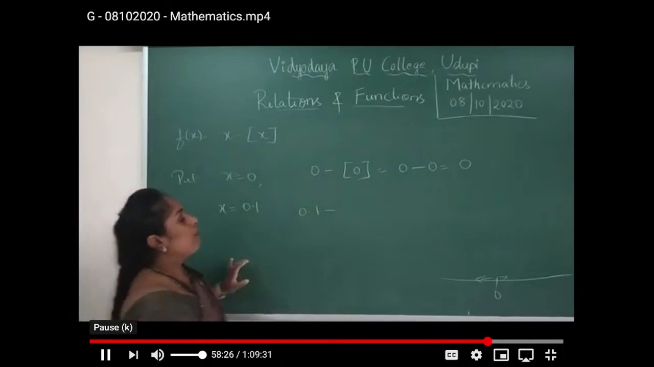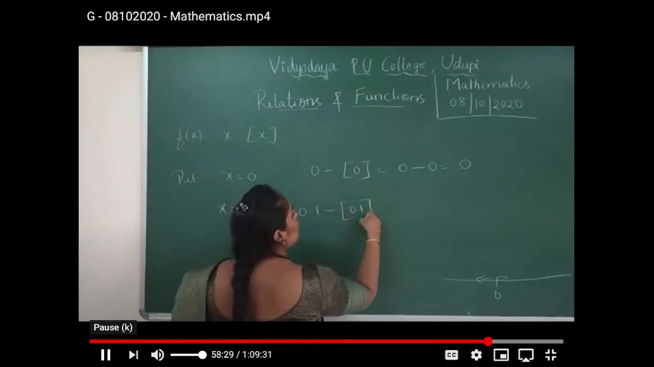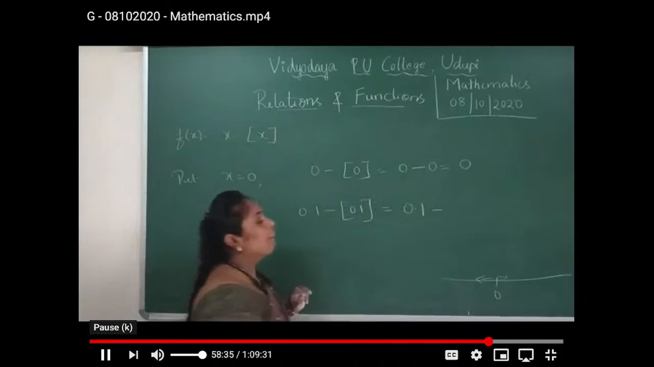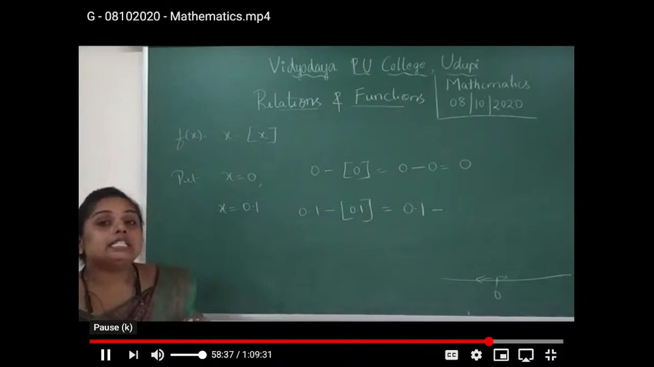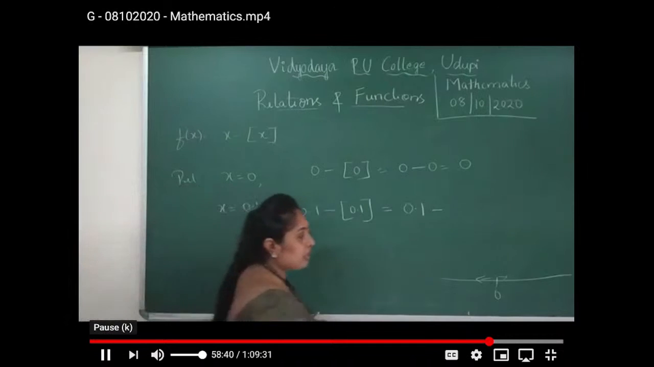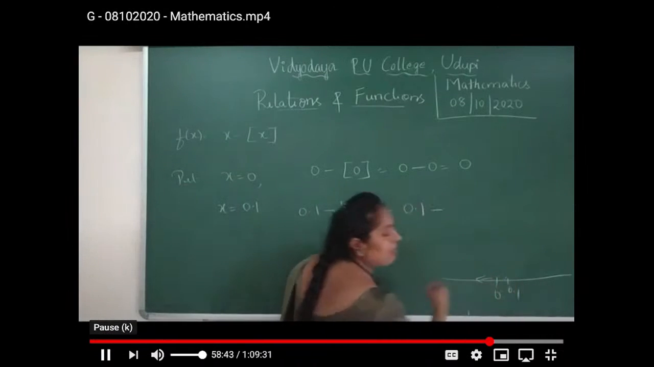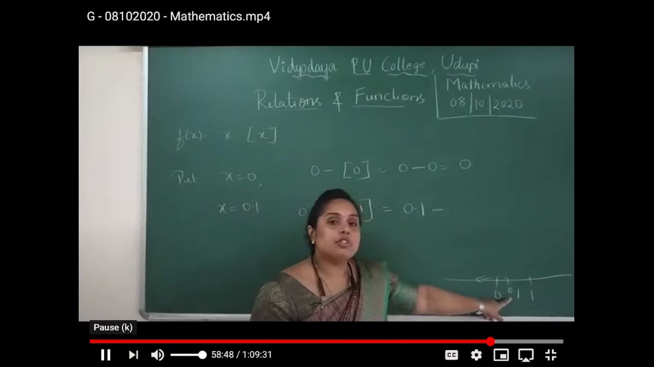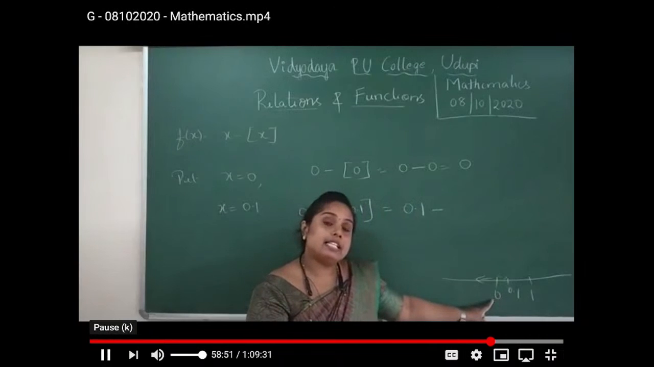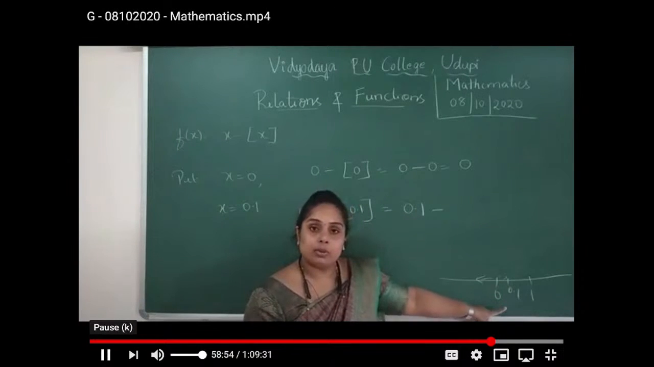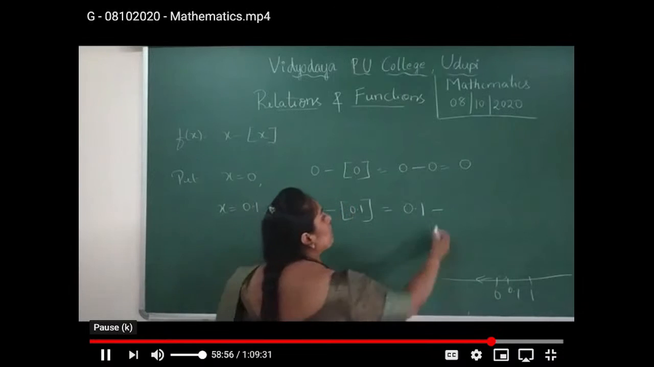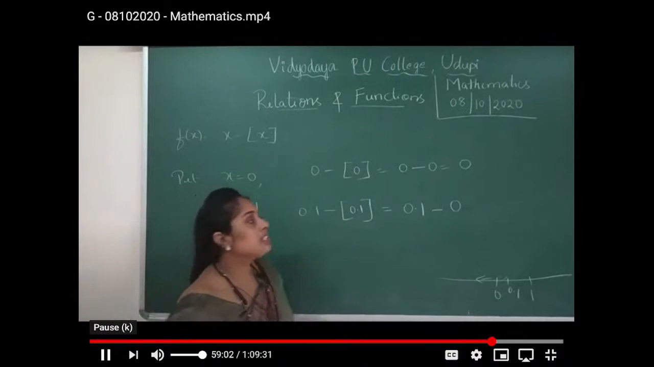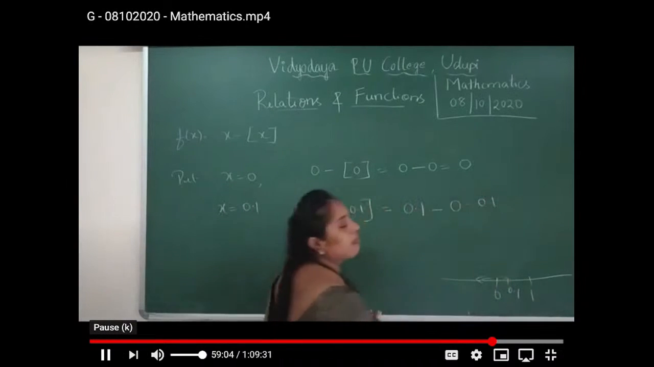0.1 minus greatest integer of 0.1. So for 0.1 you write only minus greatest integer 0.1, box 0.1. Look now, 0.1 is somewhere here and here I am having 1. Which is the greatest integer for 0.1? The integer which is just less than or equal to the given number. So 0 will be the answer. Greatest integer for 0.1 is 0. So 0.1 minus 0 is 0.1 only.